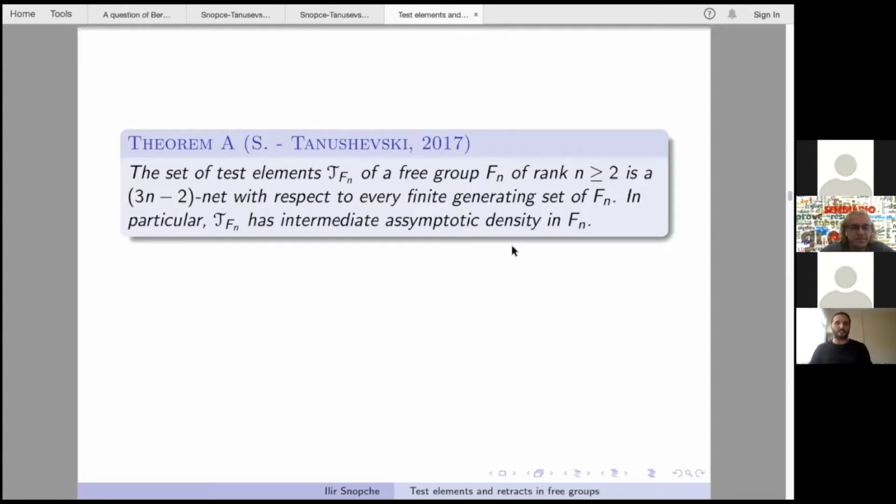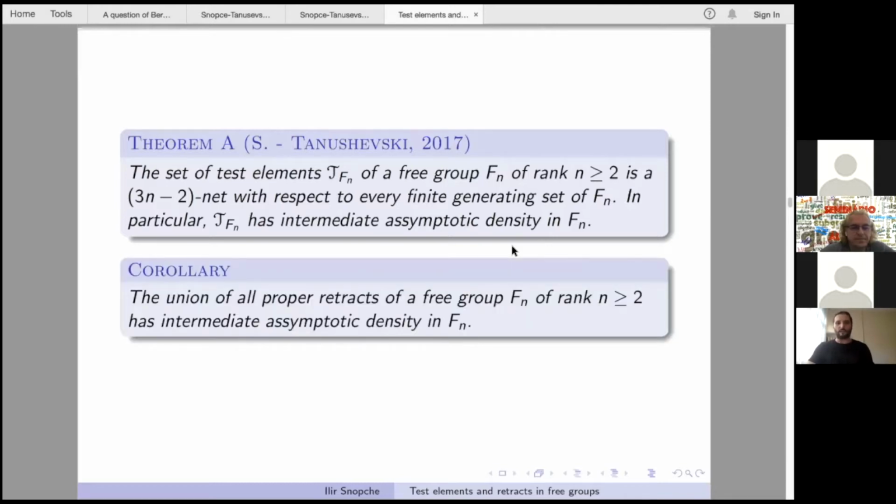The characterization of test elements using the language of retracts that Turner gave yields the following corollary of this theorem. The union of all proper retracts of a free group of rank n greater or equal to 2 has intermediate asymptotic density in Fn. Okay? And it is interesting to compare this result with the case of free factors. It is known that the union of all proper free factors of a free group Fn of rank n greater or equal to 2 has asymptotic density 0. Okay? So there are much more retracts than free factors.